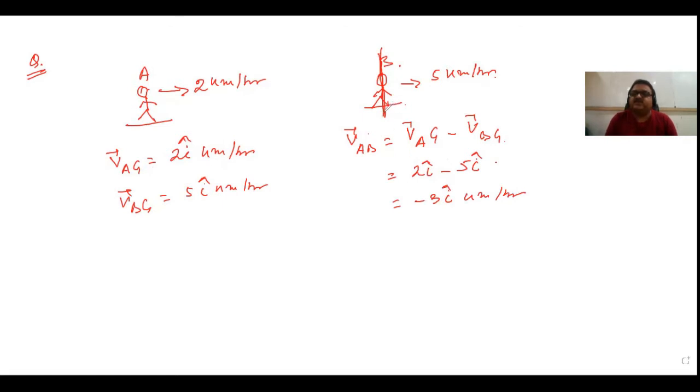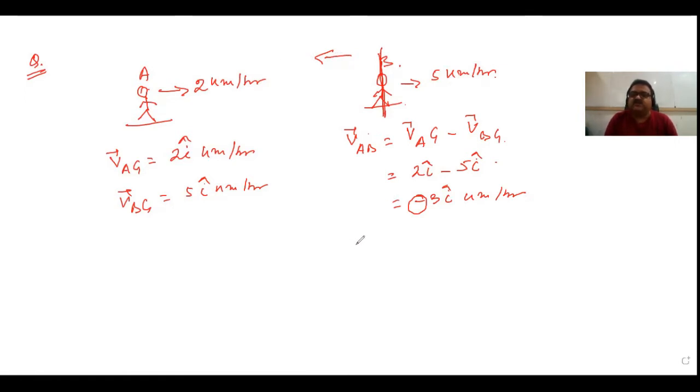So, what will B observe? B will observe that A is moving away from B with a speed of 3 km/h. This is the meaning of the negative sign. Since B is moving faster than A with respect to ground, slowly A moves farther from B with time. So B will observe that A is moving away from him with a speed of 3 km/h, or we can say B will observe that A is moving at a speed of 3 km/h in the opposite direction.